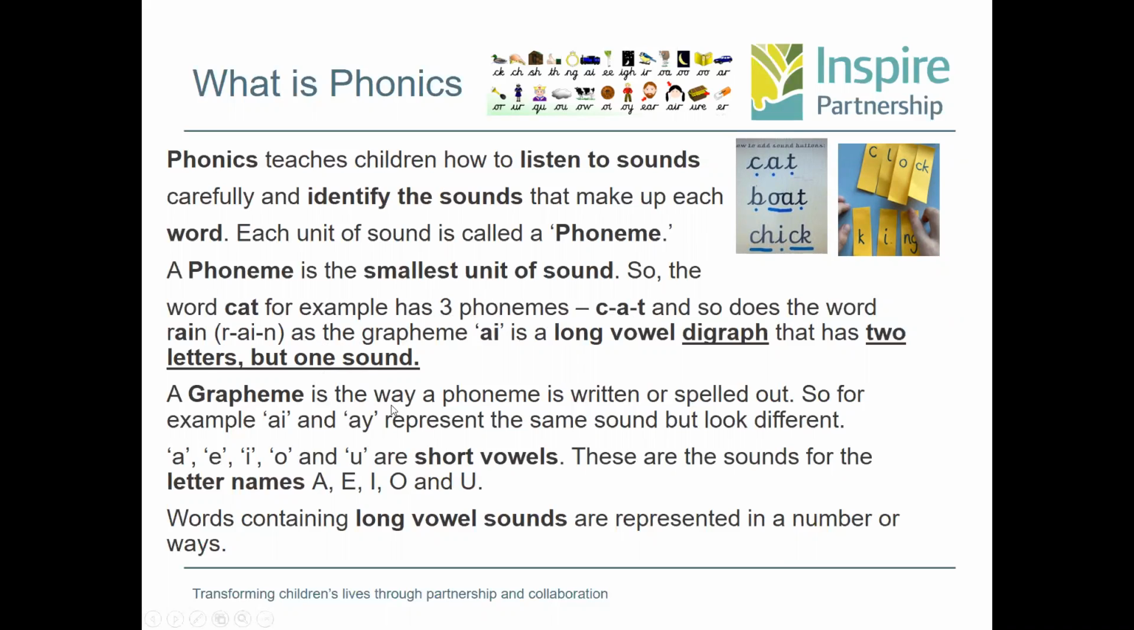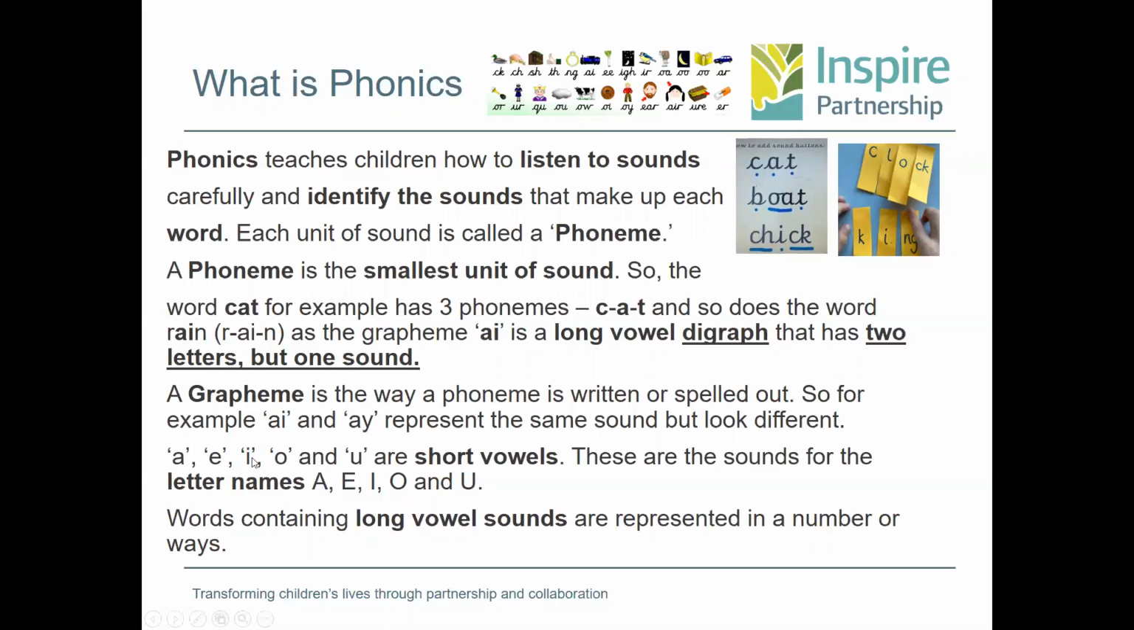A grapheme is the way that a phoneme is written or spelled out, so it's therefore using the letters. So for example, that ai sound is spelt with the letters a-i. The grapheme ai is the phoneme ai. Ay is another grapheme, which makes exactly the same sound, but is spelt a-y. So they represent the same sound, but they look different.